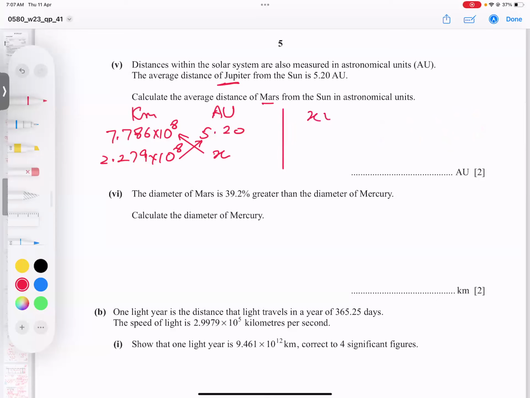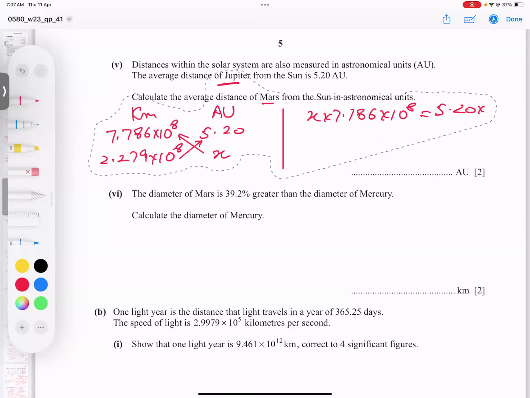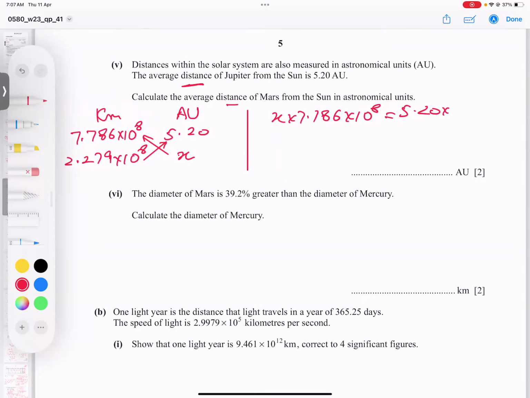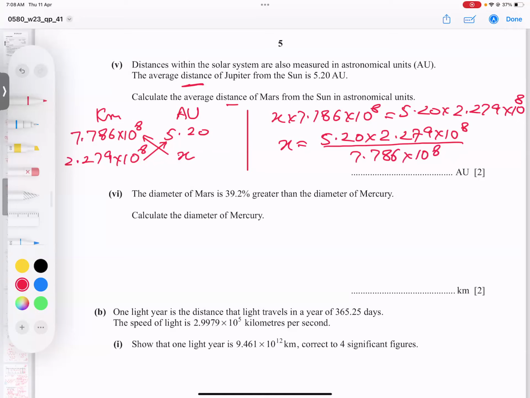So x times 7.786 into 10 to the power 8 is equal to 5.20 into 2.279 into 10 to the power 8. So wait a minute, students, slightly back. This value is multiplied and will be divided down, so it turns to be 5.20 into 2.279 into 10 to the power 8, divided by 7.786 into 10 to the power 8. And the final answer, if you check it in the calculator, is 1.522. Okay. He did not mention, so you can write 1.52 even, no issue at all. But 1.522 is our answer.